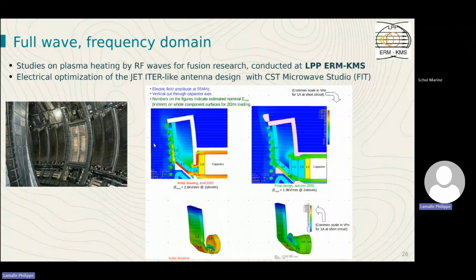And another example of design study for the antenna which is pictured at the middle here, which was called the JET ITER-like antennas, and for which you can see that the RF solver has allowed us to optimize the shape of the different conductors and strongly reduce the maximum electric field on this antenna.